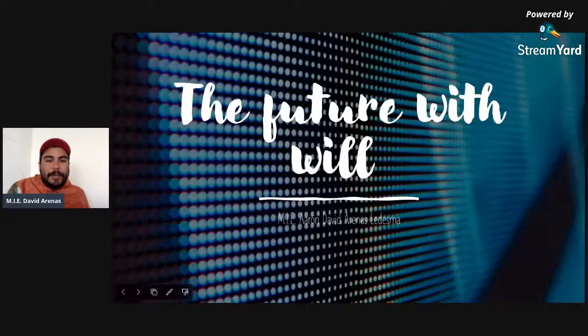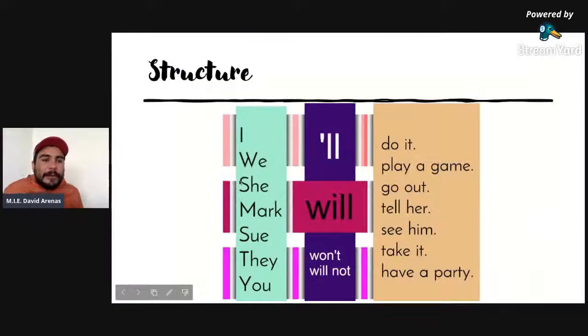Okay, so about the future with will. Here we have some examples of how we use this tense. For example, we say, I'll do it. It means, yo lo haré. We'll play a game. Nosotros jugaremos un juego. She will go out. Mark will tell her. Sue will see him.